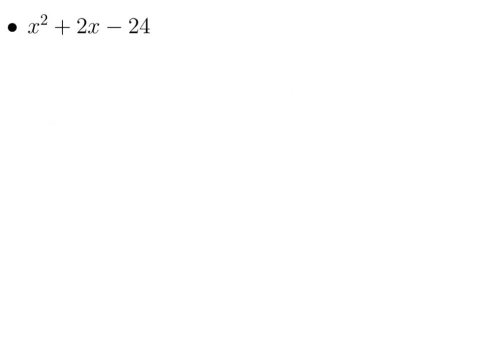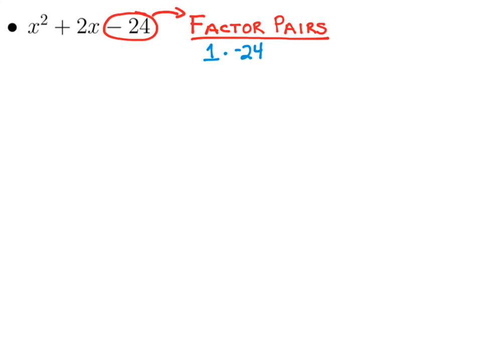Here we have x squared plus 2x minus 24. And so the number we're concerned with at first is negative 24. So we'll need to write the factor pairs of negative 24. Now, 24 is going to be a little more tedious for this factor pairing. So the first one, for example, is 1 times negative 24. The next one is negative 1 times 24. The next one is 2 times negative 12, followed by negative 2 times 12.